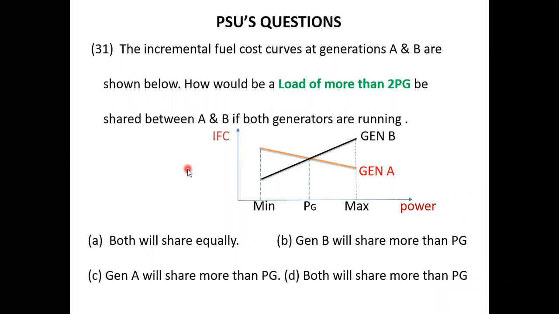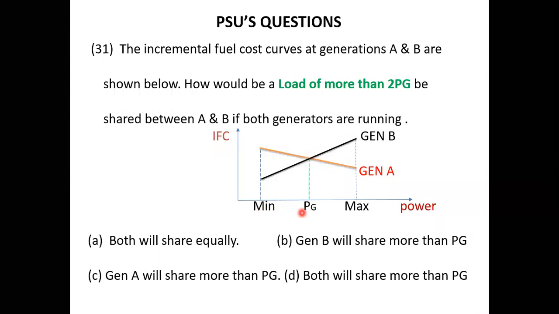Now tell me at what point these two generators will share equally. At exactly this point. When you consider exactly this point, the incremental fuel cost for both the generators is equal. So that's why at this point, generator A will produce PG amount of power. Similarly, generator B also produces PG amount of power. So that's why at this point, both generators will share equally.